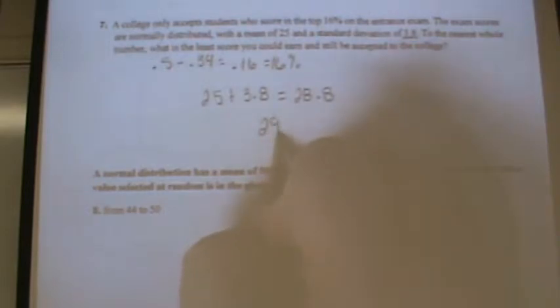So we need to know the score. So we're going to take our 25, and to get to that first standard deviation, we're going to add 3.8, which is our standard deviation that we were given in the problem. That'll take us to that first deviation. So this is going to be 28.8. Now in the question it asks for the nearest whole number. So we're going to round this number, and we're going to round it up because this is greater than 5, and we're going to get 29. So the lowest score that someone can get and still get accepted to this college is a 29.